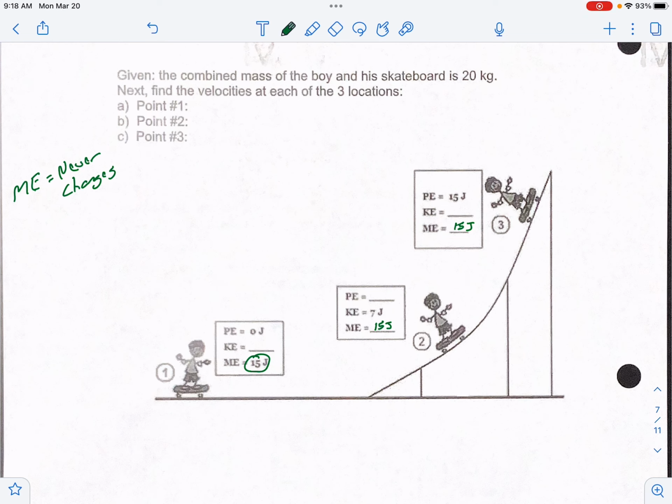So at point 1, my potential energy and kinetic energy have to equal 15. So that means 0 plus 15 would be my kinetic energy. Now point 2, my potential energy is blank, kinetic energy is 7, so what plus 7 gives me 15? That'd be 8 joules. And if you look at point 3, all 15 joules is potential energy, so that means my kinetic energy is going to be 0. Okay, so I filled in my missing pieces.